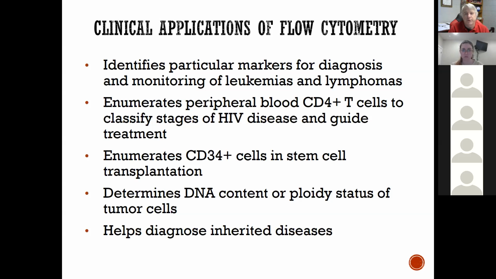So what do we use it for? What is the clinical application? So this is like on 197. And this is where we're going to spend probably the rest of the time, and then we'll hit on accuracy and precision at the end. It identifies particular markers for diagnosing and monitoring leukemias and lymphomas. And you're talking about a list, right?